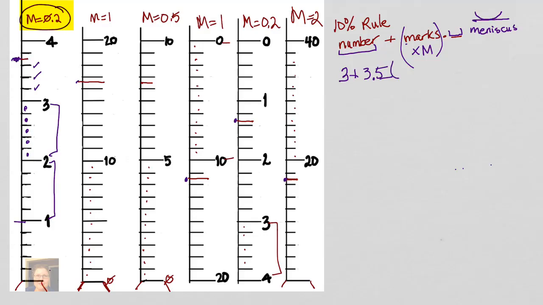So for that measuring device, 0.2. So if I do this math, I come out with the number 3.70. So let's look at the next one.